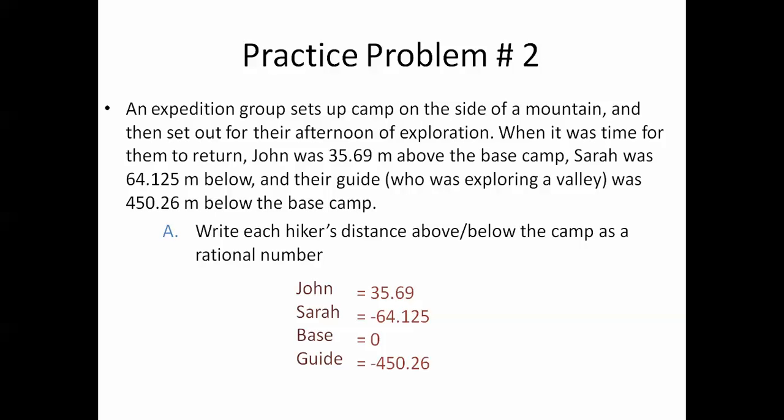John was 35.69, Sarah negative 64.125, and the guide negative 450.26. Now, as you can see, above, meaning going up, is positive, and below, meaning going down, is negative. Think of that as a vertical number line. Above, positive, below, negative. So above ground we have positive, and below ground we have negative.